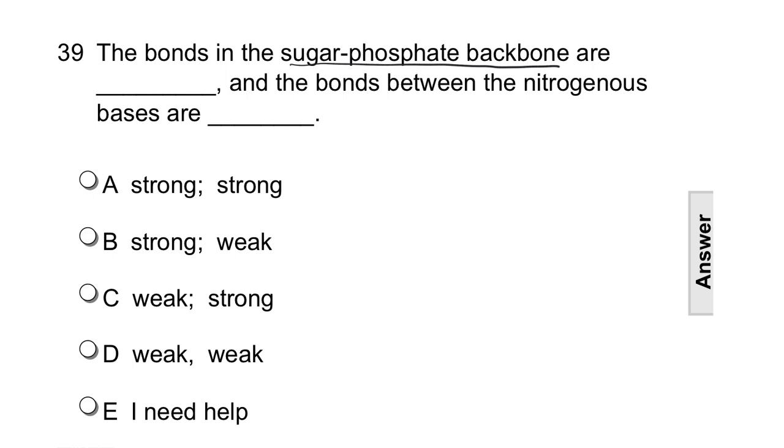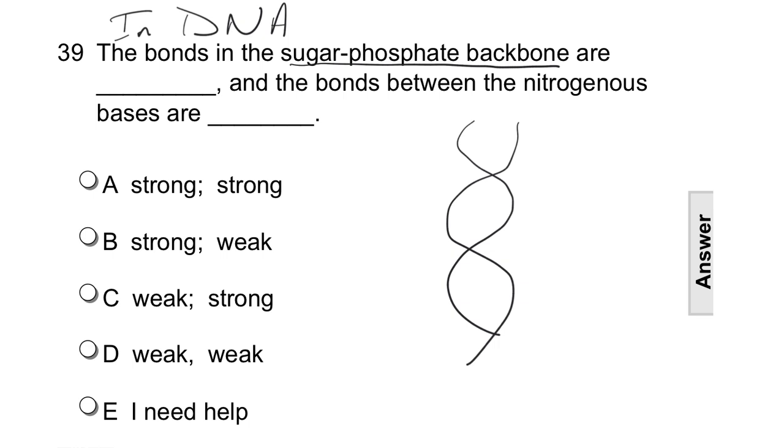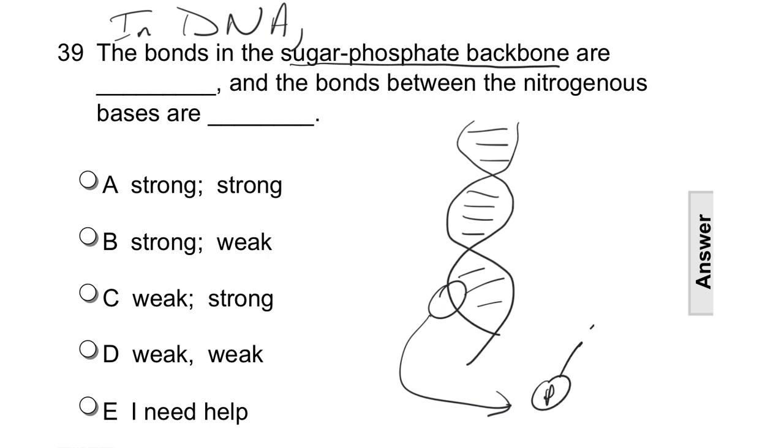Okay, the sugar phosphate backbone. So we're looking at a DNA molecule. Let's just say, it just said in DNA. Okay, so the rails and the rungs. The sugar phosphate backbone is the rails. So if I do a picture of that, here's a phosphate connected to a 5-carbon sugar connected to a nitrogen base. So I'm showing one little bit of one nucleotide of the DNA.